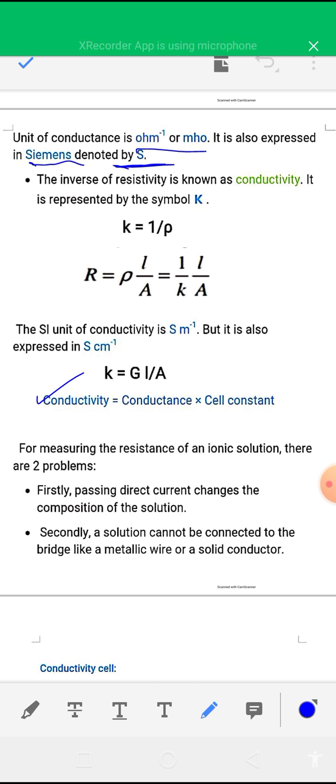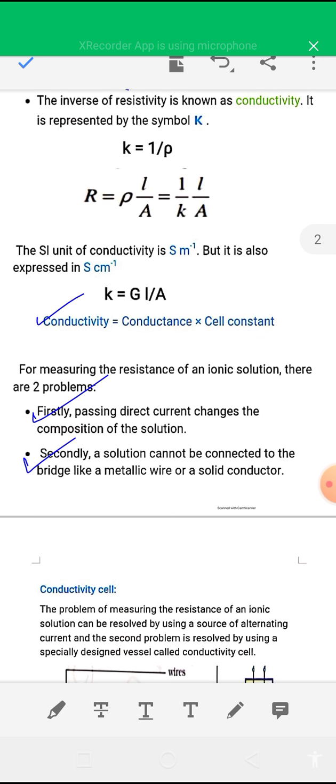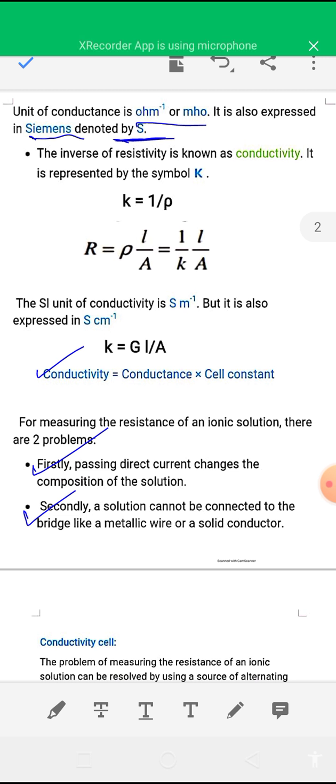Now see how to calculate resistance and what problems you will face during measurement of resistance. For measuring the resistance of an ionic solution, there are two problems. Firstly, passing direct current changes the composition of the solution, and secondly, a solution cannot be connected to the bridge like a metallic wire or solid conductor.